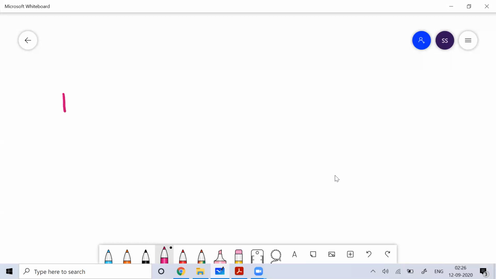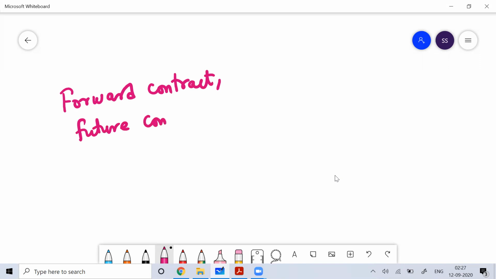So remember one thing: whenever you talk about forward contract or future contract, you have a possibility of a linear payoff diagram. You have the possibility of a linear payoff outcome. Payoff basically means result. Why in the case of forward contract and future contract do you have the possibility of linear payoff? Because there's a condition of getting unlimited profit and unlimited loss.